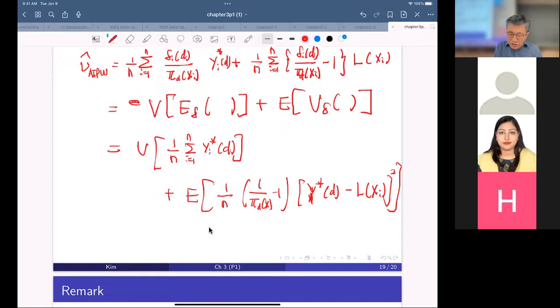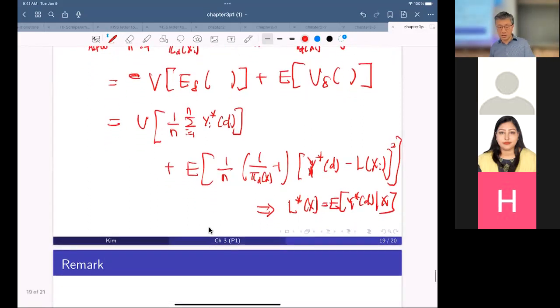Now what is the usual technique? As a function of x, which one minimizes this squared term? The conditional expectation. The optimal one is the conditional expectation of the first term given X. This is a function of x, so conditional on x, the only random part is this one, and then you can obtain the optimal solution.